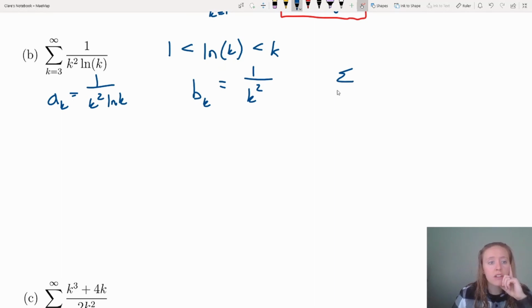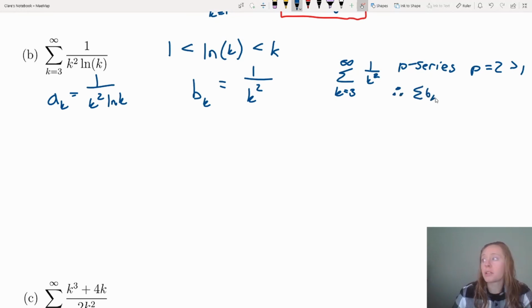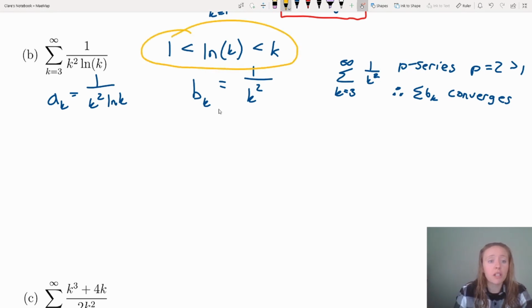So the summation from k equals 3 to infinity of b sub k, which is 1 over k squared, I know that that's a p-series where p is equal to 2, which is greater than 1. Therefore, the summation of b sub k, our b sub k series, converges. So because b sub k converges, for the comparison test, all I have to do is show that a sub k is smaller than b sub k. And that's where this helpful inequality that I wrote comes into play.